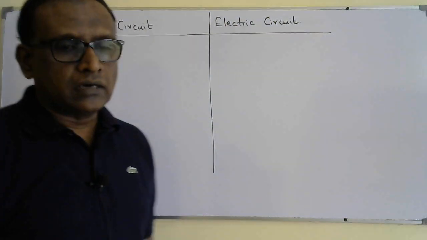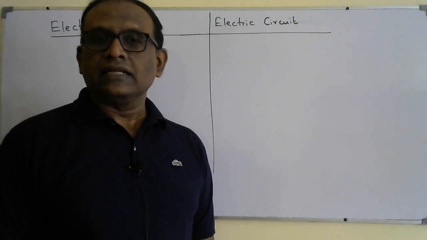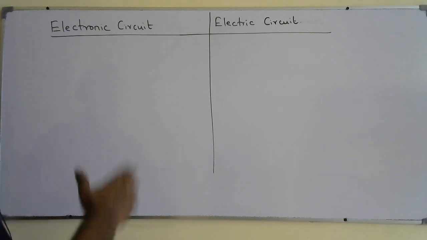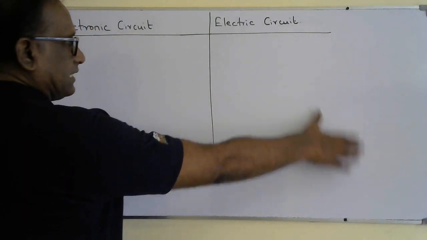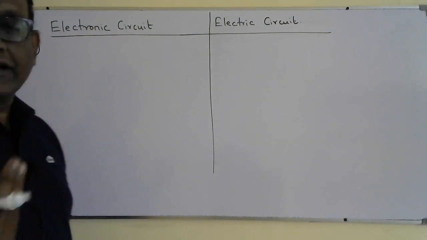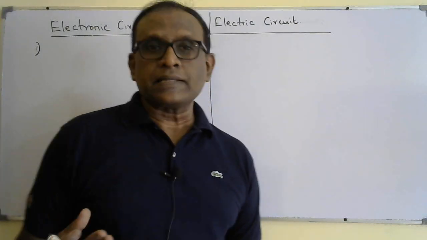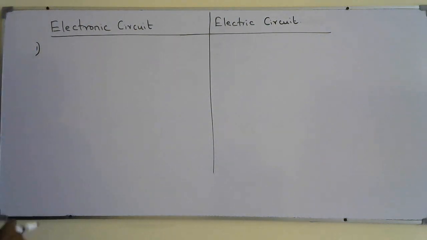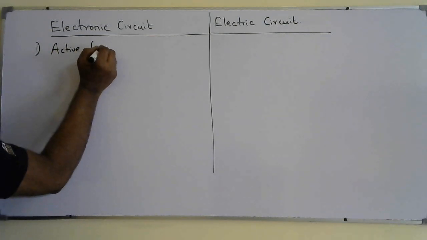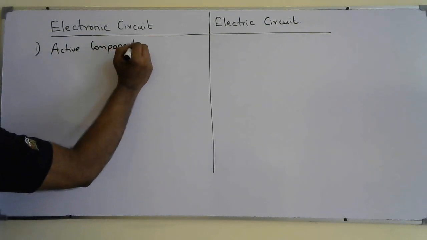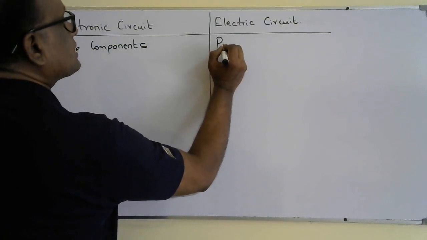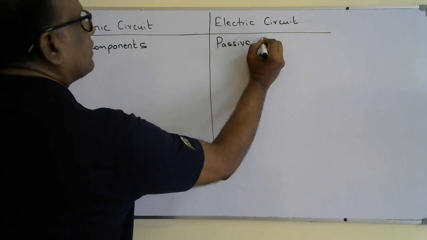Okay, so I said the first topic in lesson 1 is that we should be able to identify the distinct differences between an electronic circuit and an electric circuit. The important, distinct difference is that electronic circuits consist of active components, and electric circuits consist of passive components.